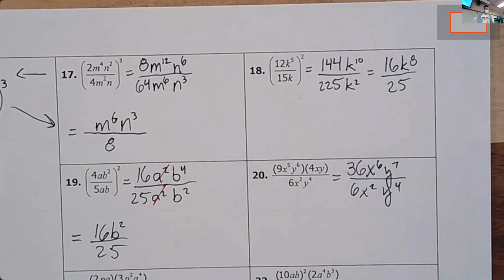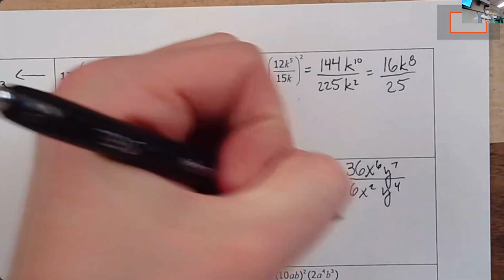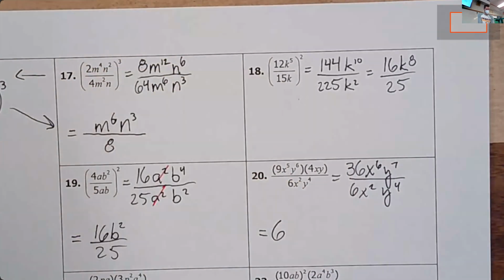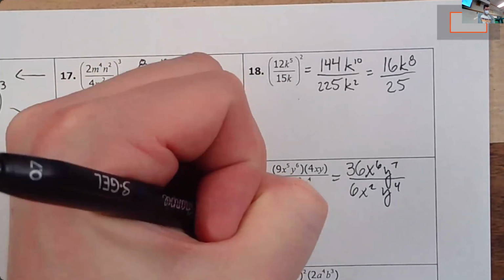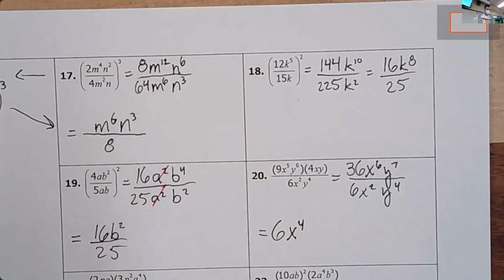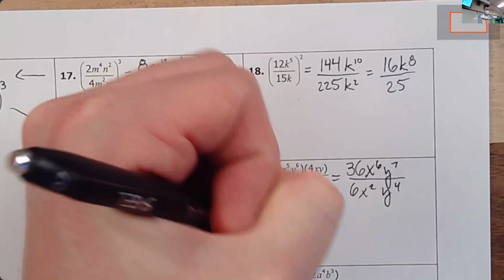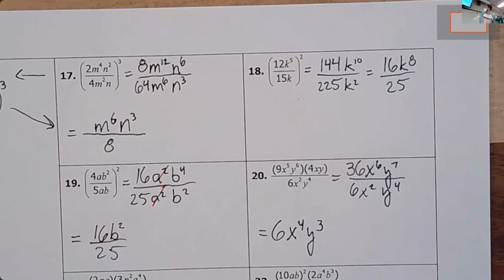And now we're going to use the quotient rule. We just divide through everything. 36 divided by 6 is equal to 6. X to the 6th divided by x squared, subtract your exponent. 6 minus 2 is x to the 4th. And then 7 minus 4 gives us y to the 3rd power. We get 6x to the 4th, y to the 3rd power for number 20.